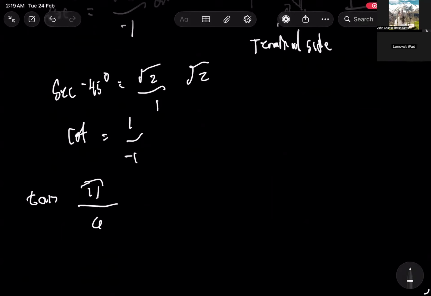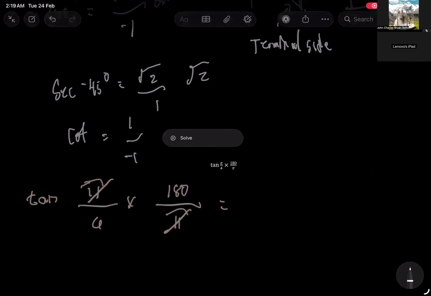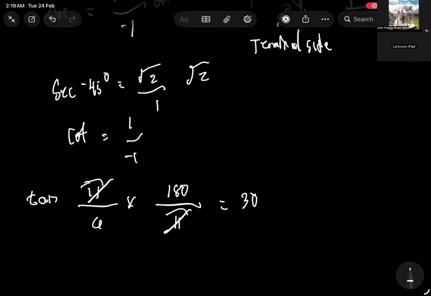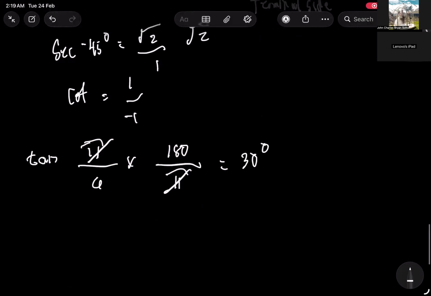So now, let's do this. Tangent of pi over 6. Before this is radian, so we need to convert it to degrees. How do we do that? That's 180 over pi, so that we can cancel it. So 180 divided by 6 is 30. So that is 30 degrees. So this is tangent of 30 degrees.